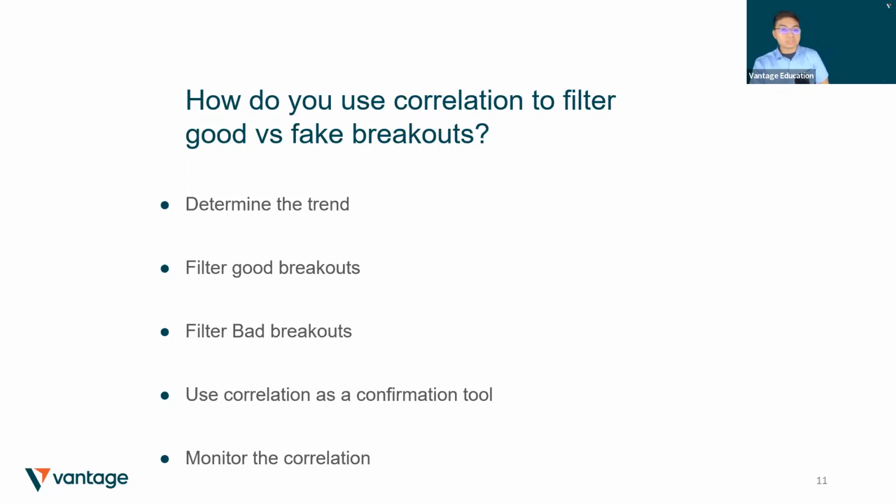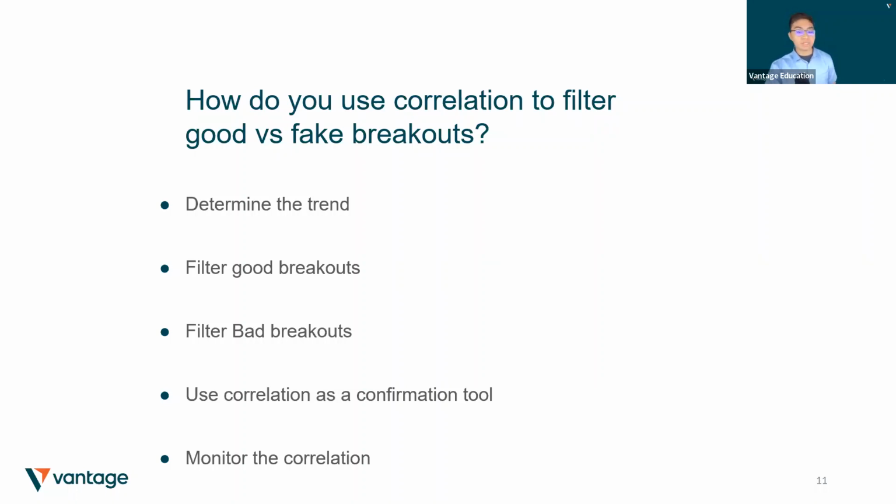A good breakout is when the price of an asset moves in the same direction as the correlated asset. So this indicates that the move is backed by market sentiment and is not just a false breakout. So filtering bad breakouts. A fake breakout is when the price of an asset moves in the opposite direction of the correlated assets. So this indicates that the move is not backed by market sentiment and is likely to be temporary.